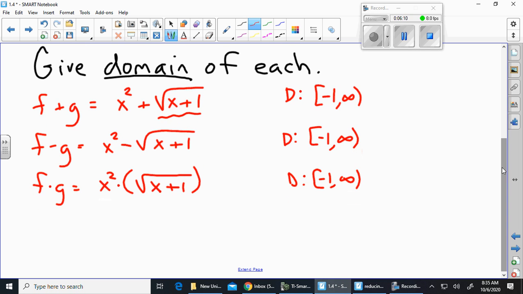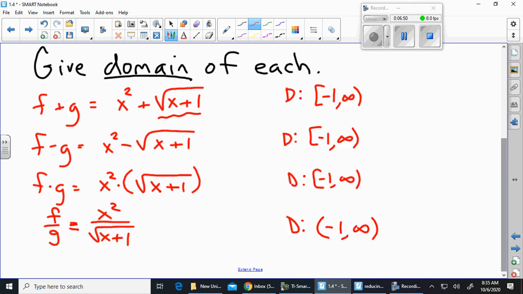f divided by g. Well, if I put f over g, I can't do anything. But now I have to think about the domain. The most the domain can be is negative 1 to infinity with a bracket. But now that radical is in the denominator, which means it also cannot equal 0. So now my domain changes to negative 1 to infinity, with a parenthesis at negative 1.